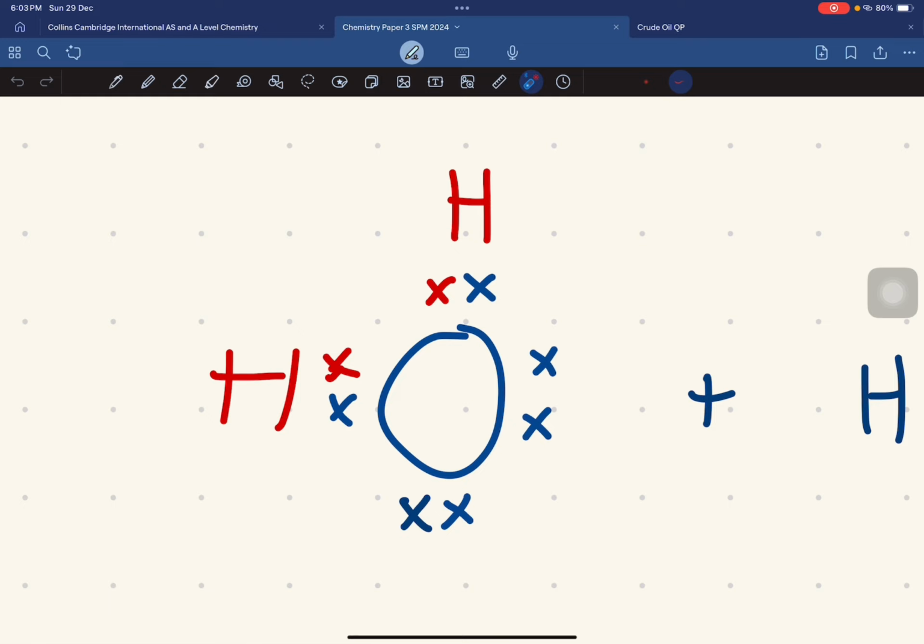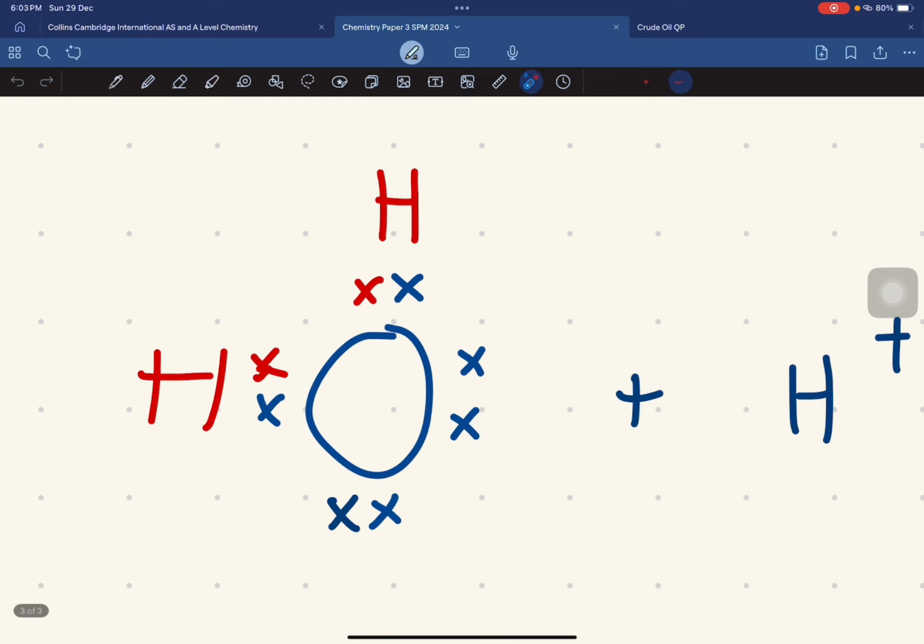Okay, first things first, you must know what is the definition of dative bond. So I'm just going to read it out from the textbook. They say that dative bond, or the other name for it is coordinate bond, is a type of covalent bond where the electron pair that is shared comes from one atom only.